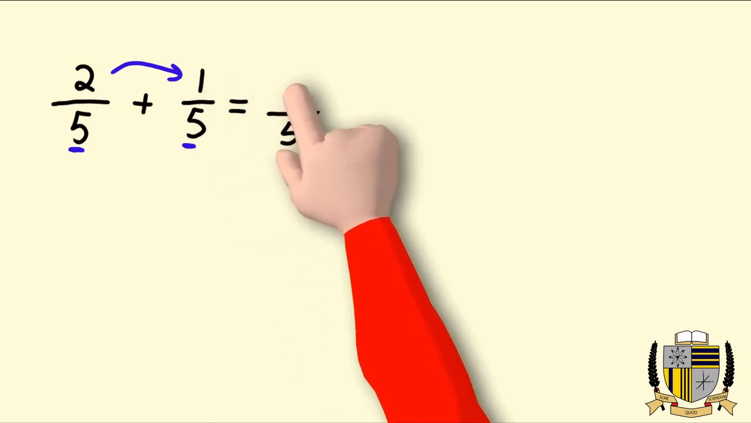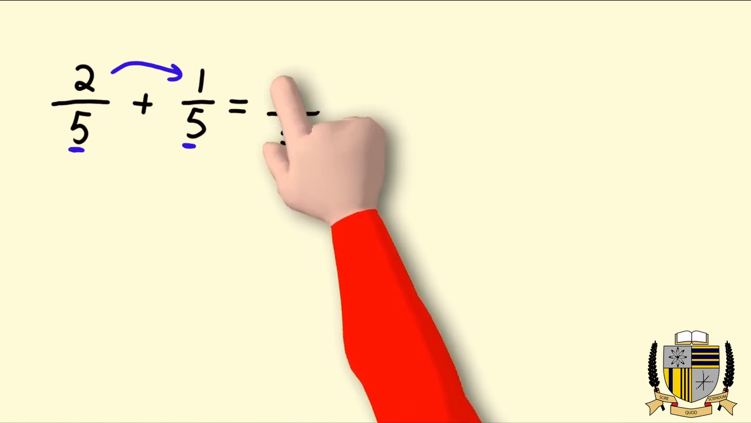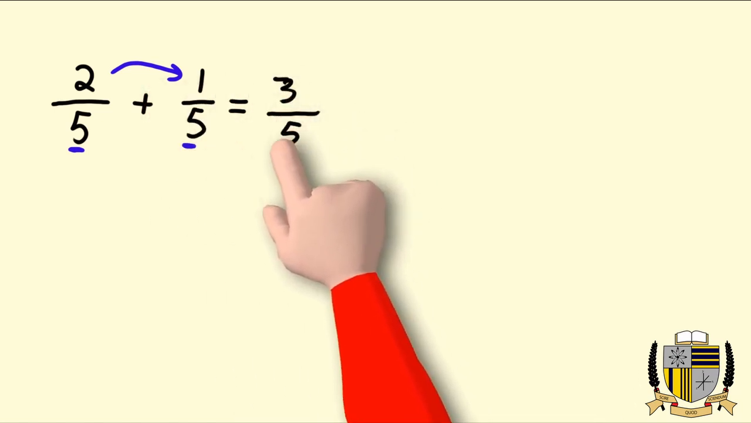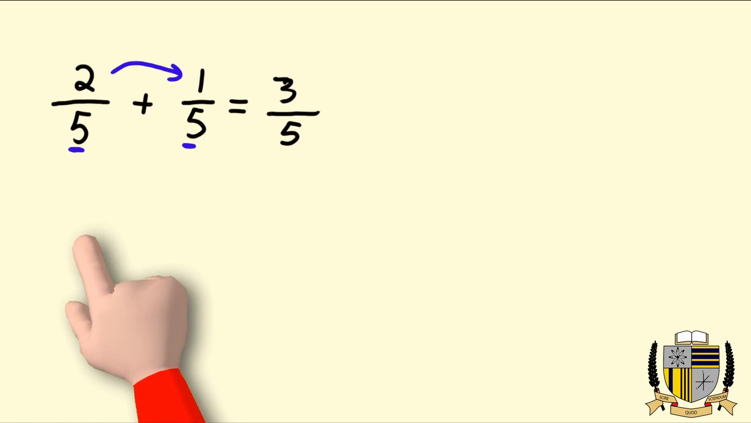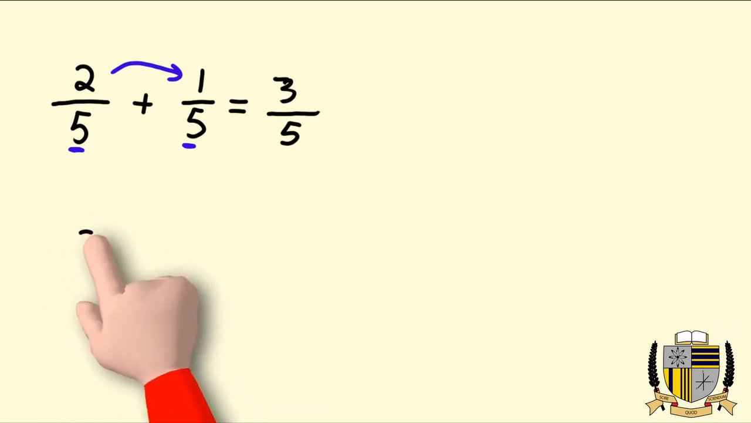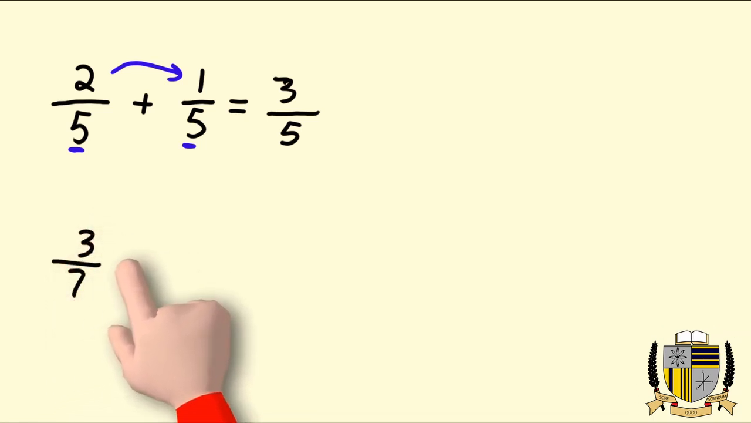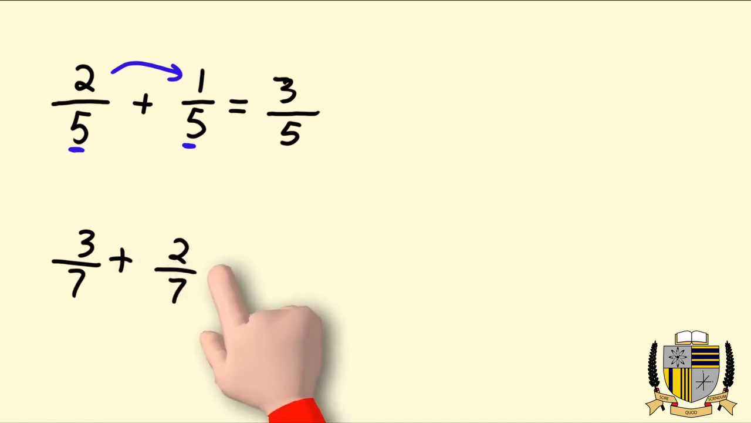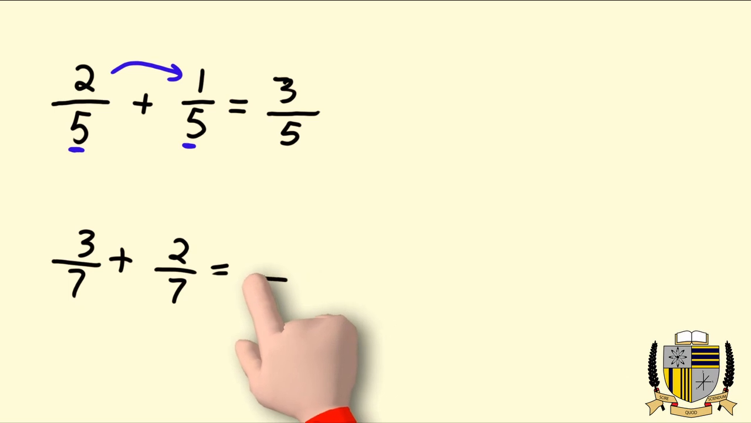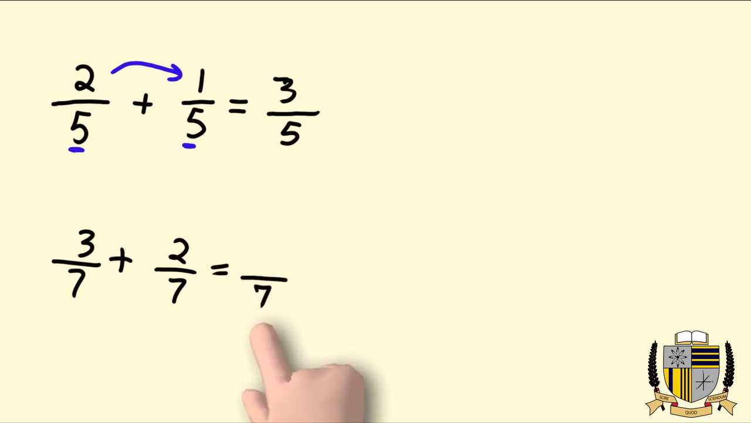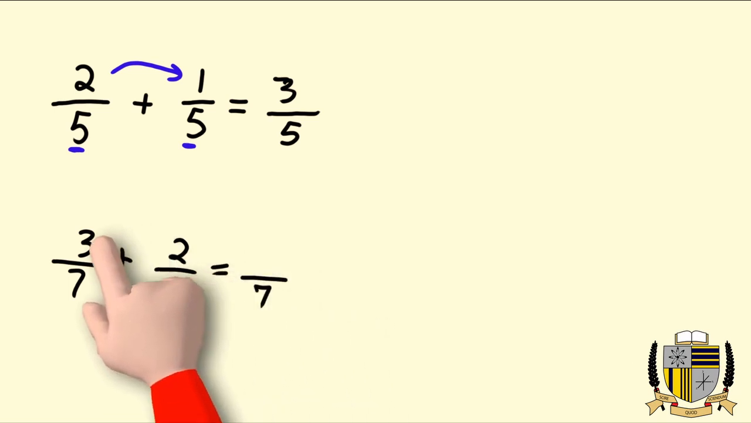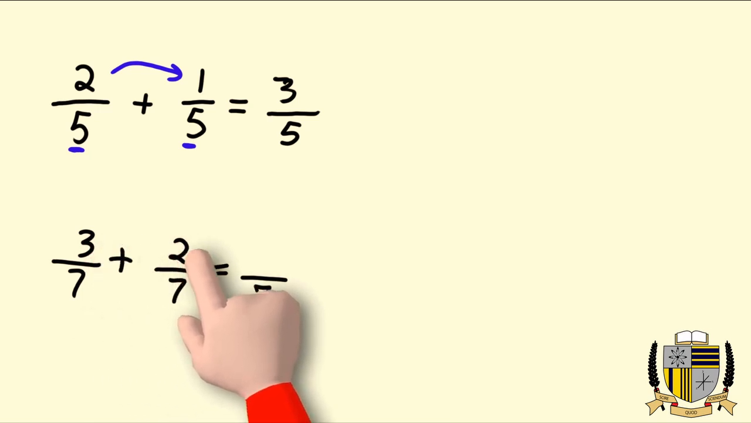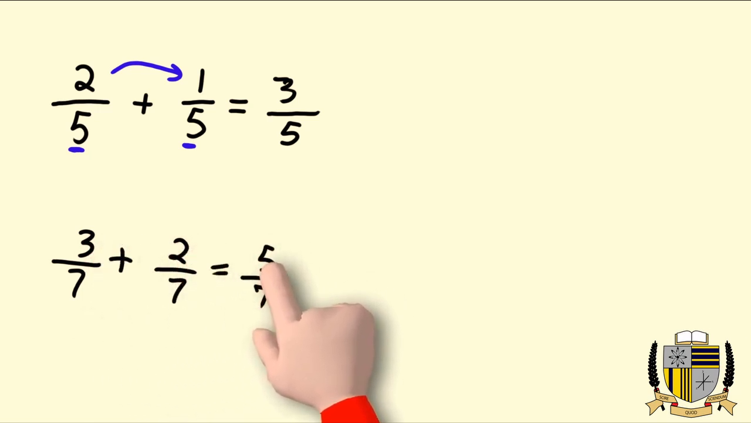And that's going to be equal to 3. 2 plus 1 is 3. So it's really straightforward. If we have 3 over 7 plus 2 over 7, we have a common denominator of 7, so I know my answer is going to have 7 in the denominator. And then we have 3 plus 2, which is 5.